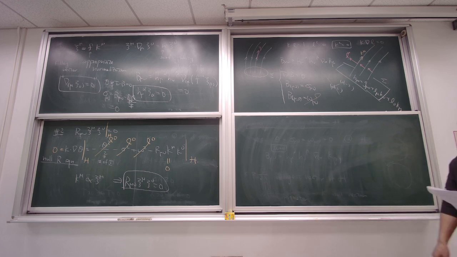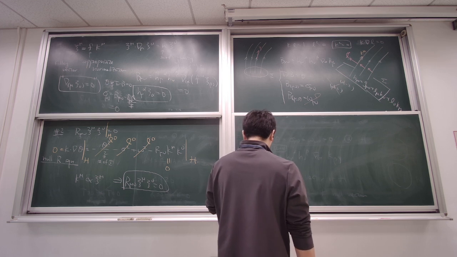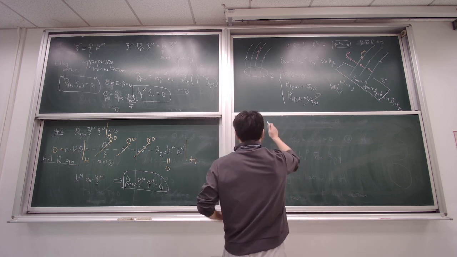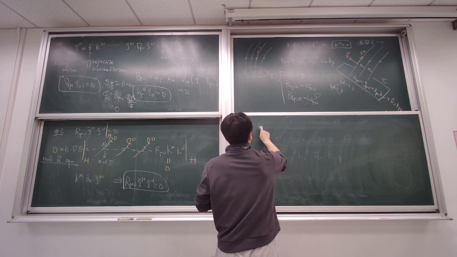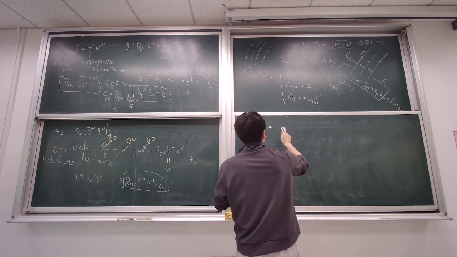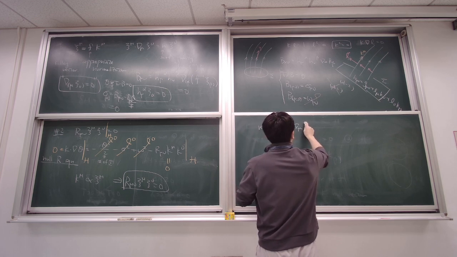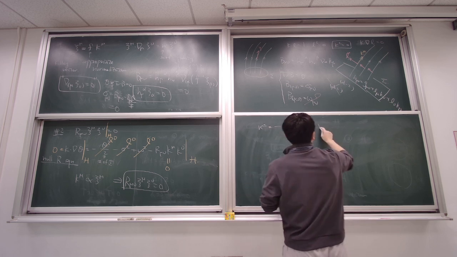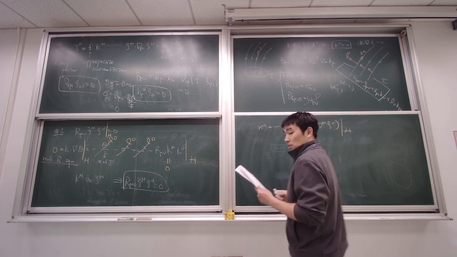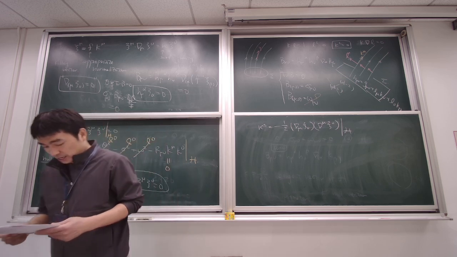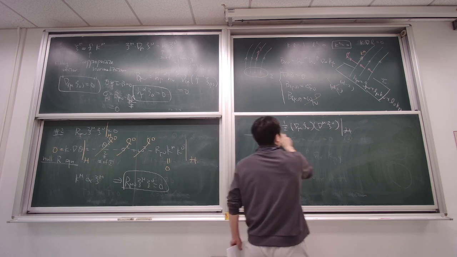I explained this one a long time ago, but let's review what we have learned. What we have learned is as follows: kappa squared is equal to minus 1/2 nabla mu c nu nabla mu c nu at the horizon. So that's what we learned. So let's derive that again.